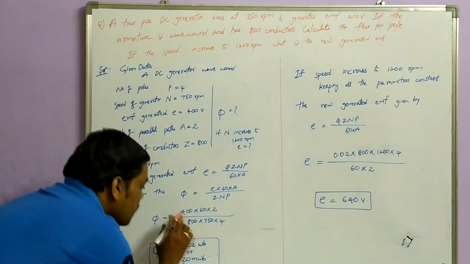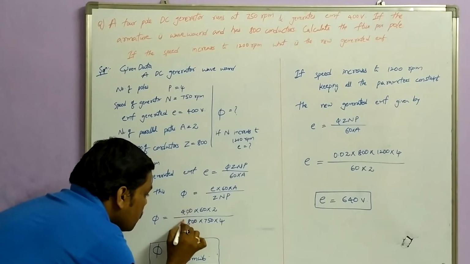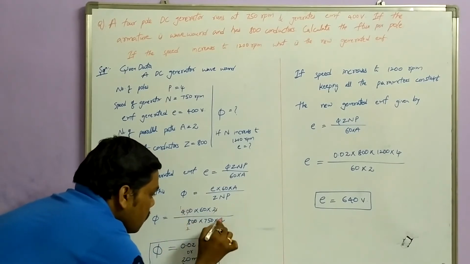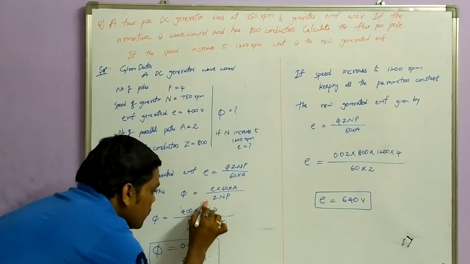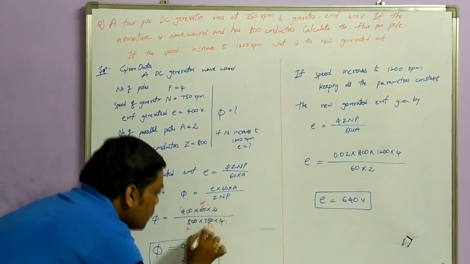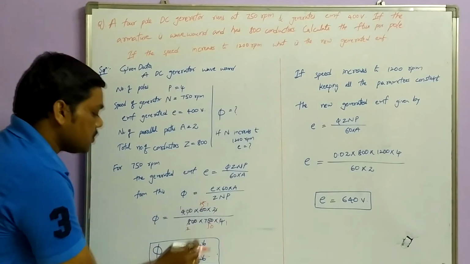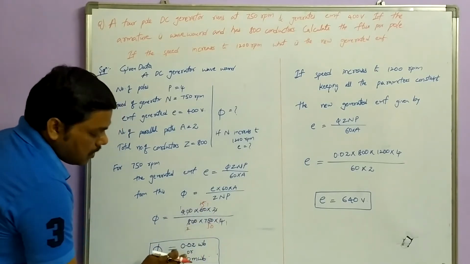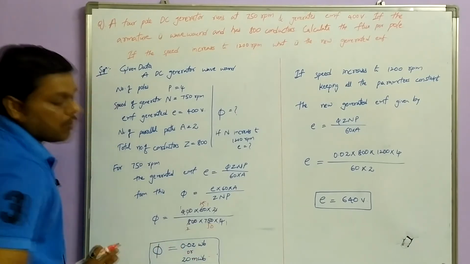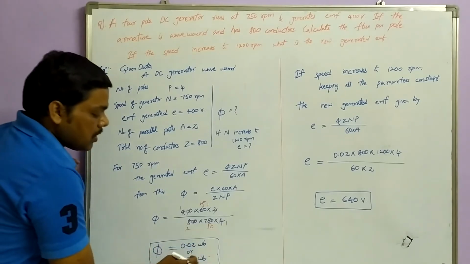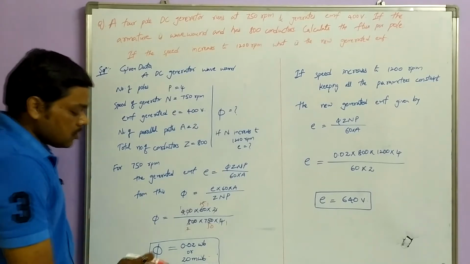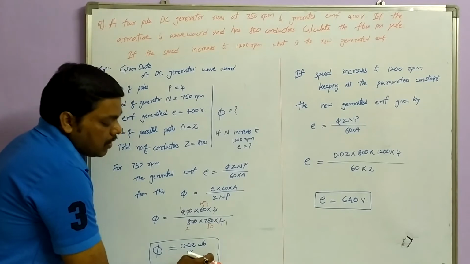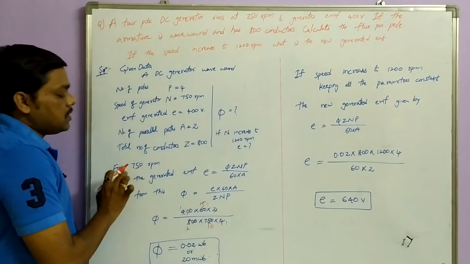So 400, 2 zeros cancel, 4 1s are 4, 4 2s are 8. Again, 4 1s are 4, 4 15s are 60. So 1 by 50. 1 by 50 is nothing but 0.02 Webers or 20 milliwebers. You can write in terms of milliwebers, it will be very easy. So the flux per pole is 20 milliwebers at 750 rpm.